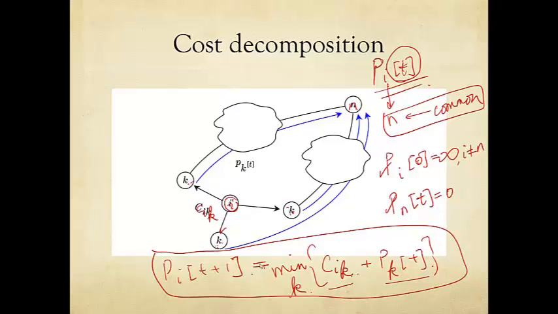Now, this Bellman's equation is useful for an algorithm only if you can actually efficiently compute PKT. Then you can compute PIT plus 1. But can you compute PKT efficiently? Well, let's use the idea of recursion.